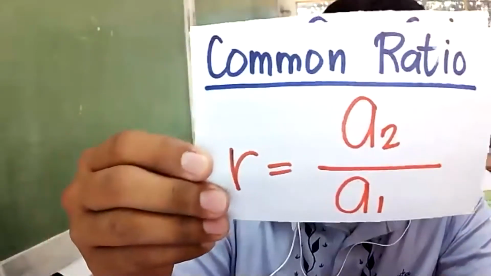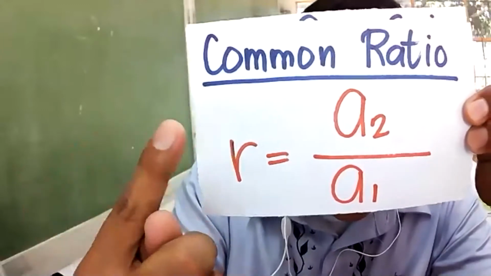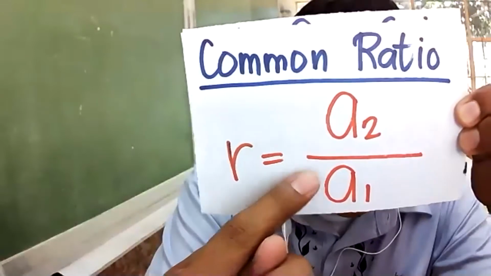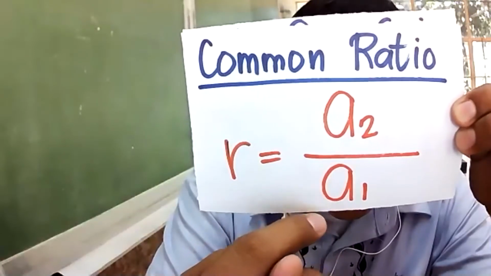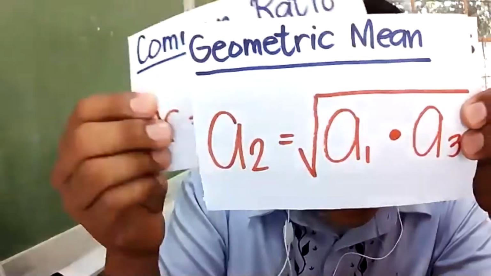For the common ratio, this is just simple. To get the r, we just need to divide our second term by the first term. So that's already our common ratio. Okay? Let's have the next one.